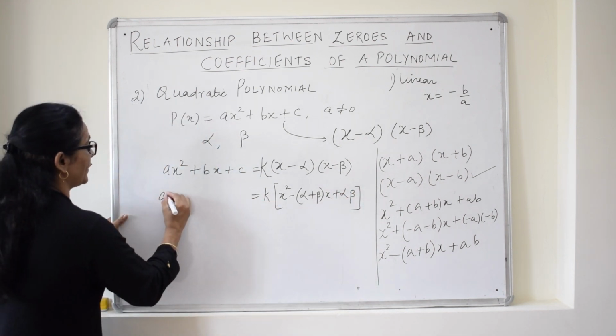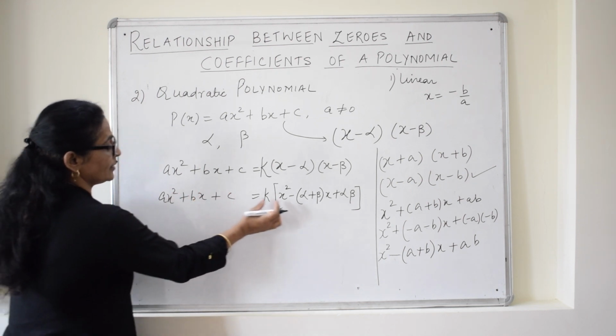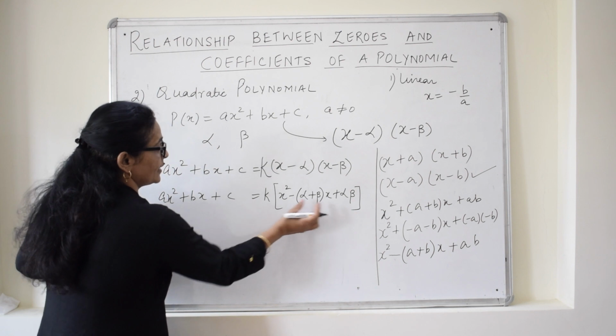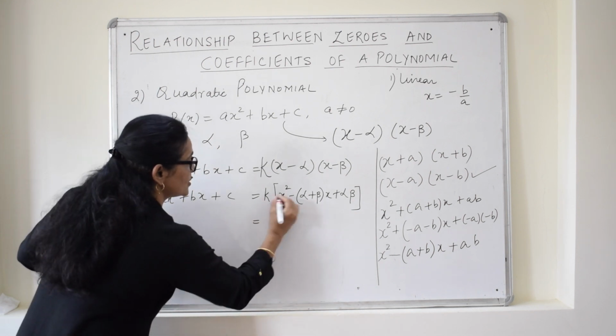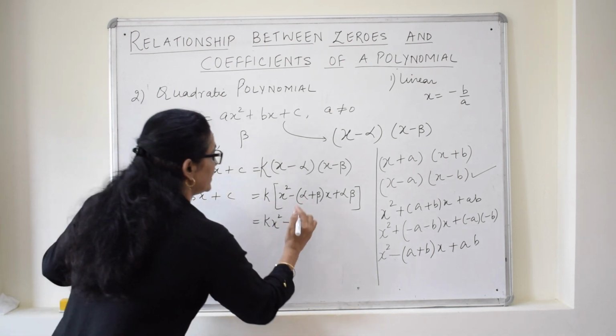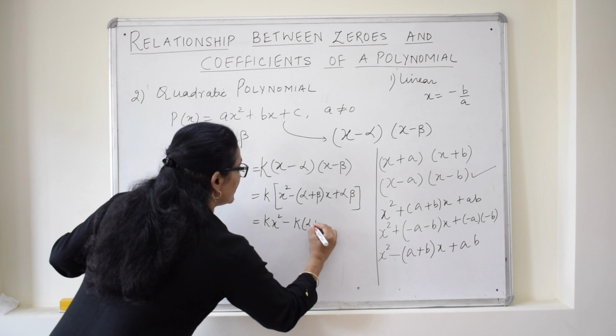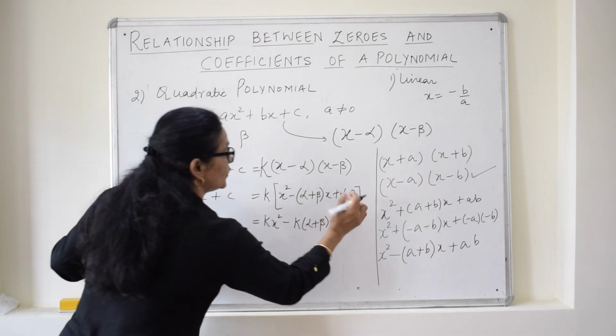Now we have to compare each term of the left hand side with the term of the right hand side. First we will open this bracket and include this k inside, so kx square minus, this k will be multiplied here, alpha plus beta into k into x plus k into alpha beta.